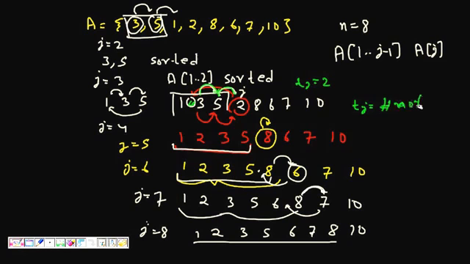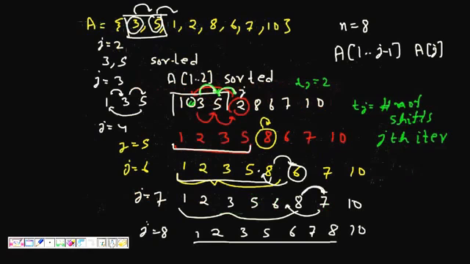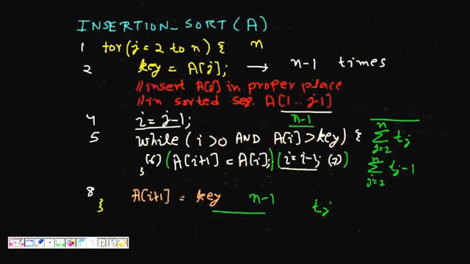So the number of shifts in the jth iteration, that is what we sum for j equal to 2 to n. Now let's see the best case. In the best case, tj runs for the minimum number of times. When tj is minimum, this sum will be minimum.